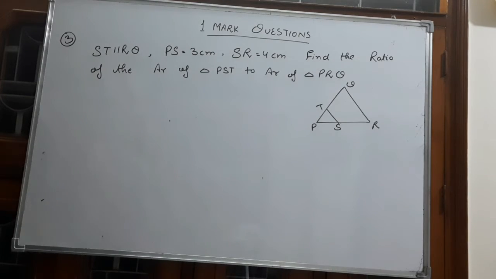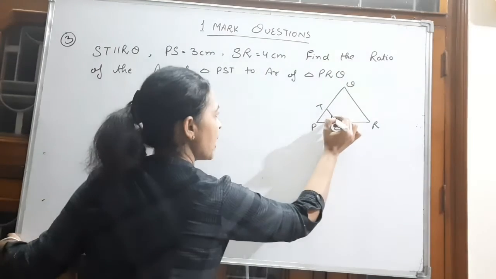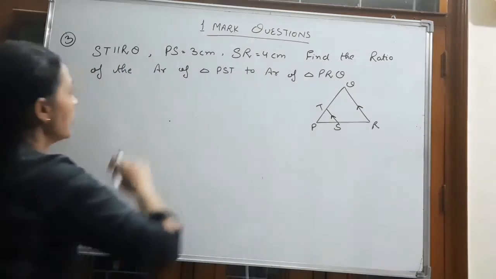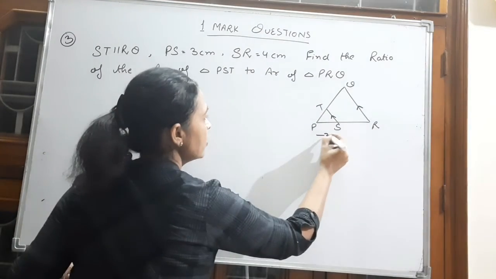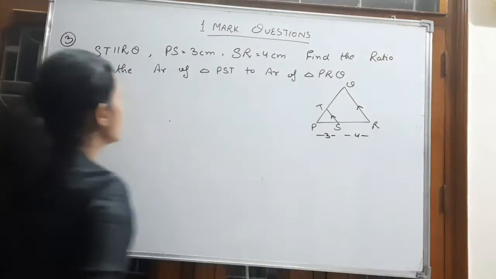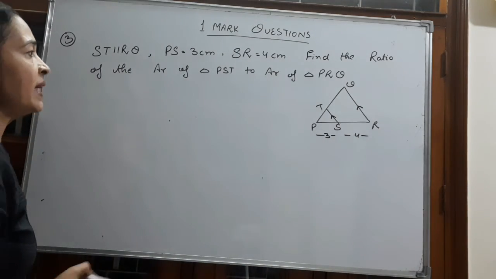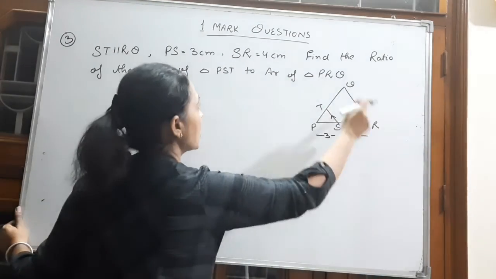ST is parallel to RQ. PS is given as 3 centimeters and SR is given as 4 centimeters. Find the ratio of the area of triangle PST and triangle PRQ.